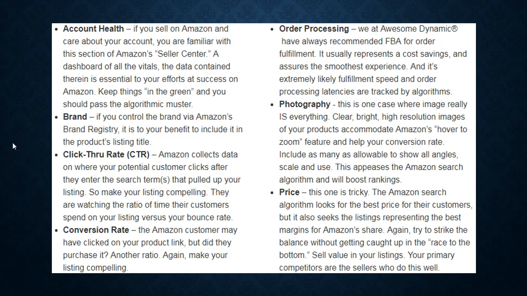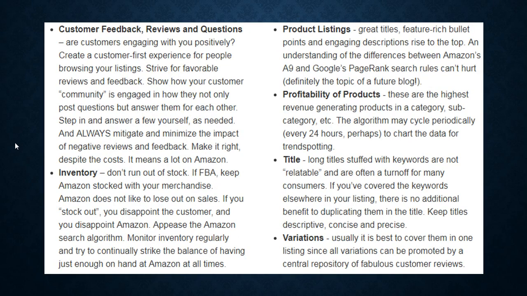Price, again, important, but keep in mind that Amazon wants to make some money as well. Customer feedback, inventory, product listings overall, I guess, titles, feature bullet points, description, all that kind of stuff. Profitability, and then again, title and variations. Now, a lot of these things we don't have control over, but we can definitely control the title, and we can talk about bullet points, and we'll talk about that in a bit.